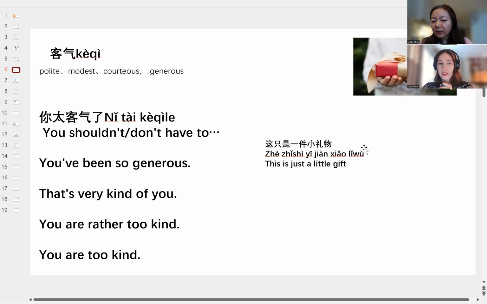We take a look here, this one. 这只是, and then what you can say, if you still want to say something, you say, Vicky, 这只是一件小礼物. 只 here means only, 只是, only is. 一件, measure word, 小, little gift. So you are still modest and polite. But you don't need to say anything. But if you want to say something, this is how we say it. 客气.